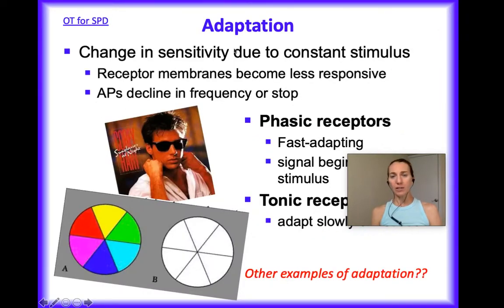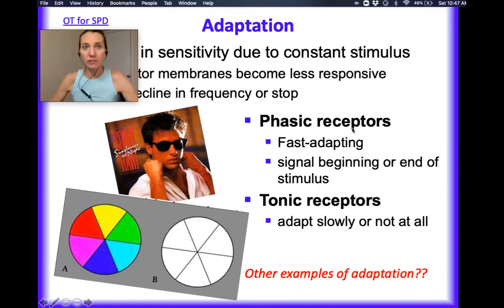So adaptation is a response that we see in these receptors, and it's a change in the sensitivity that's going to be due to the constant presence of a stimulus. What you see here with adaptation is that a receptor membrane can become less responsive to a stimulus, even though the stimulus may still be present. And what happens as a consequence is that those action potentials are going to decline either in their frequency or they're going to stop altogether.